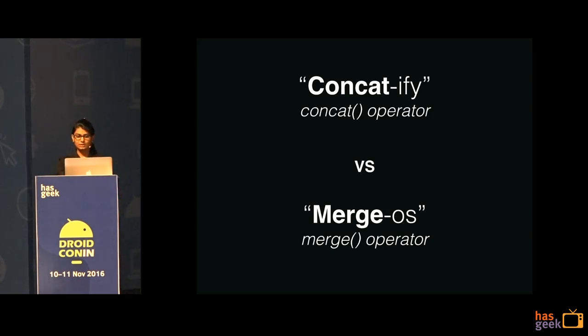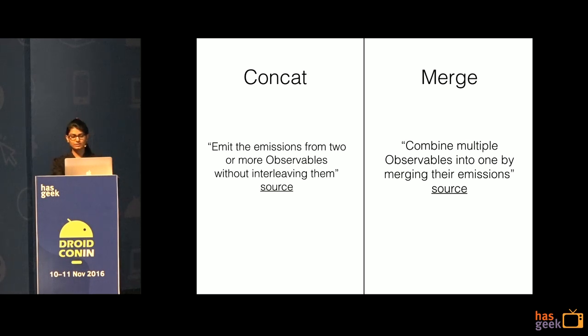So let's take a look at the other spells, concatify, that is the concat operator, and mergeos, that is the merge operator. First, let's take a look at the technical definitions of these two. What the concat operator does is it emits the emissions from two or more observables without interleaving them. And merge combines multiple observables into one by merging their emissions. So the thing is, concat cannot interleave, and the merge operator can interleave. Concat and merge both have the similarity that they combine similar types of data, that is, observables having the same types.